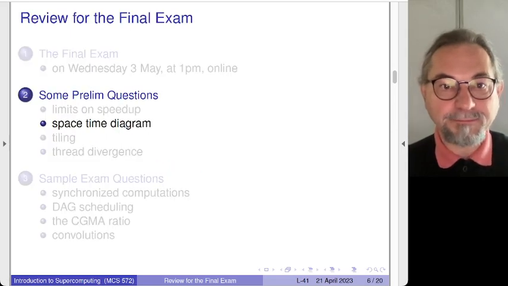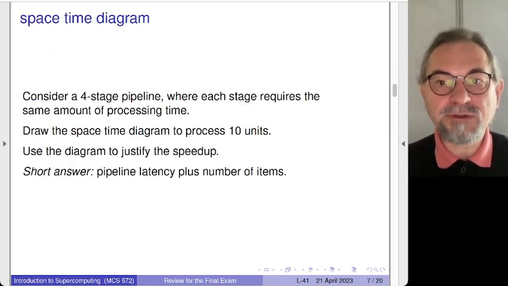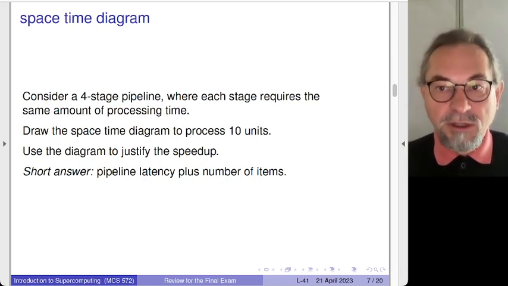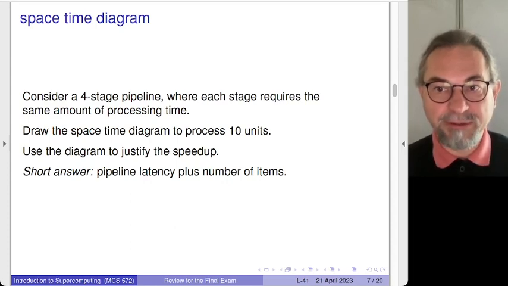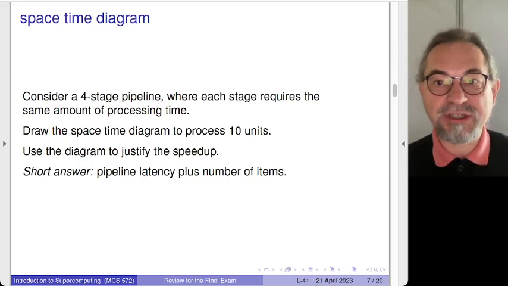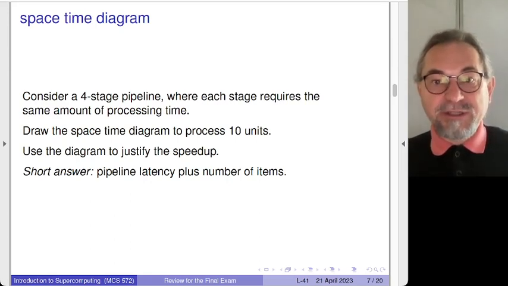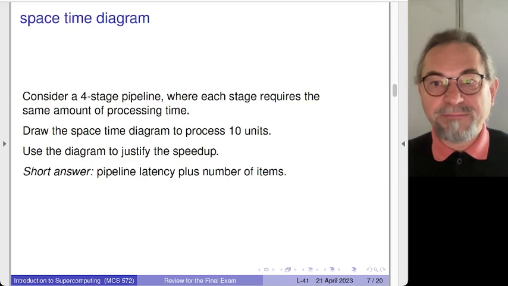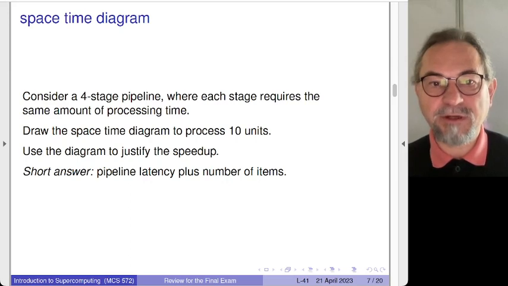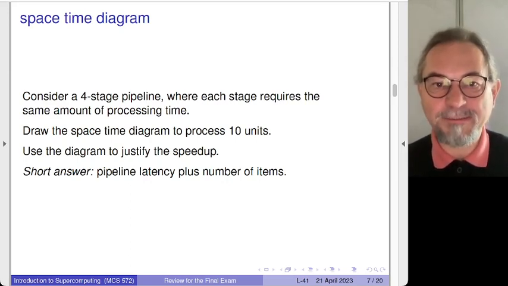Okay, pipelining. So pipelining is extremely useful if you have to compute many instances in what essentially looks sequential in a sequential manner. So think of car assembly. So what is the speed up in a 4-stage pipeline? Each stage requires the same amount of processing time, so we are considering an idealized setting.